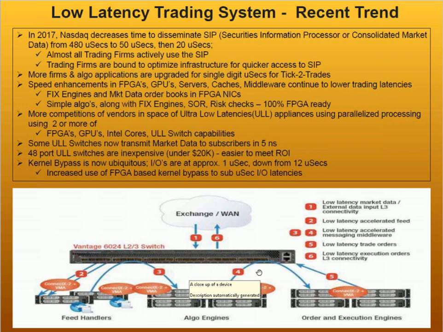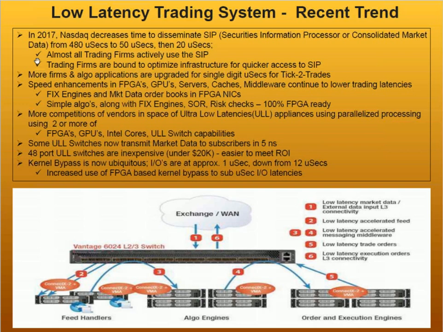So it also uses bypassing the kernel's IP stack, and minimizing context switches and buffer copies. Those are things like VMA or messaging accelerations. Try to use that through the feed handlers, get the data from an exchange, then go to the algo engine, then the order execution engine, and then again it goes through switches back to the exchange gateway.